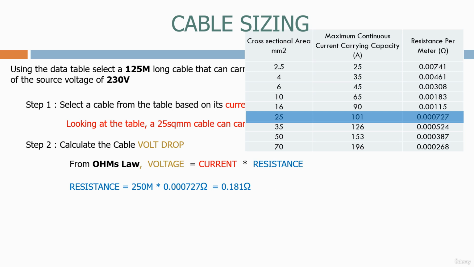Resistance equals 250 meters, which is the cable length, multiplied by 0.000727 ohms per meter from the cable table, equals 0.181 ohms. Therefore, volt drop equals 92 amps, which is the cable current, multiplied by 0.181 ohms from above, equals 16.65 volts. This means that the voltage at the end of the cable will be 16.65 volts less than the voltage at the start of the cable.